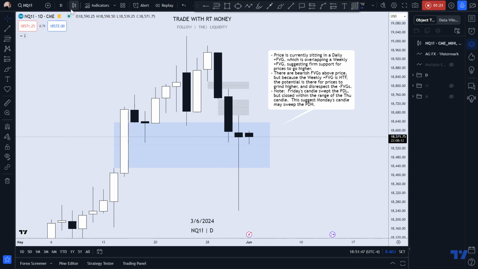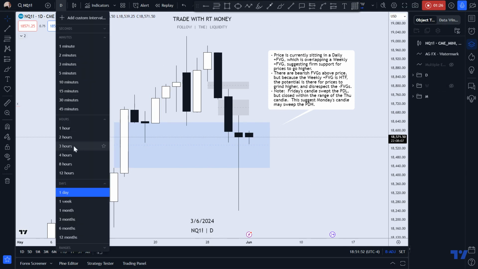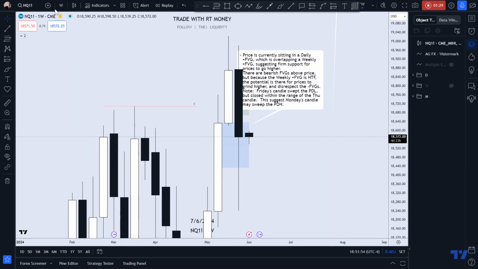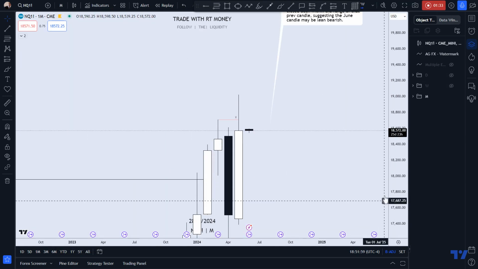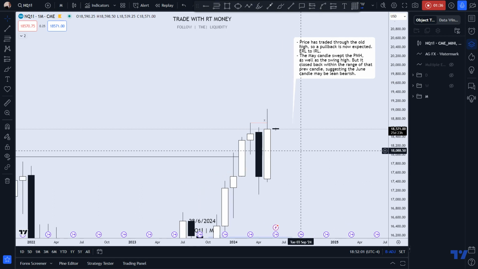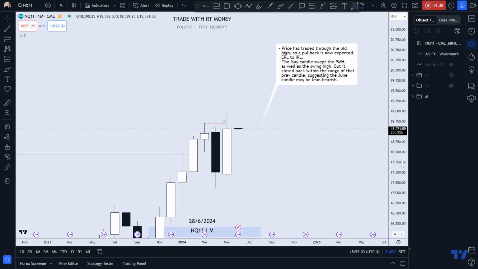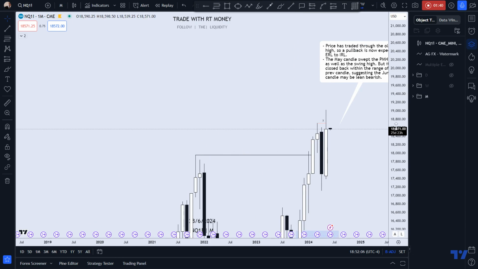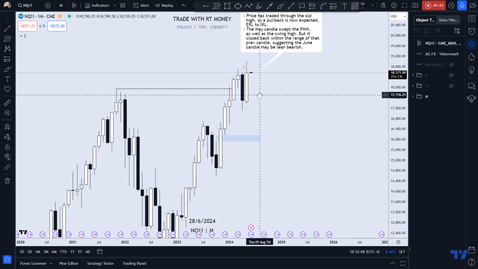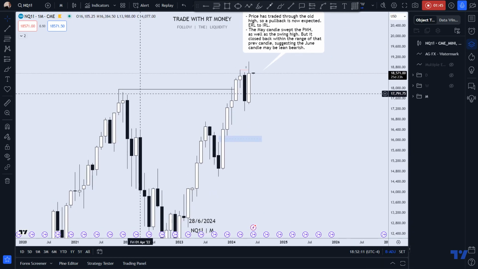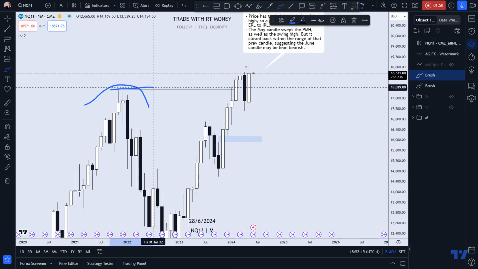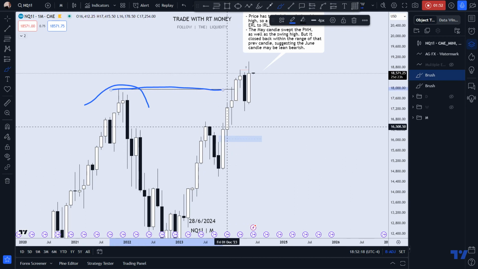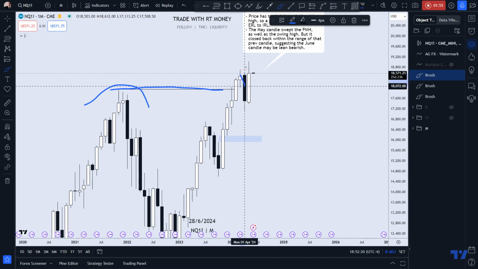Now I'm looking at the daily. I want to give you a full breakdown here. If we can just go to the monthly, I want you to see that I got some notes up there, but I don't want to take you through here like a PowerPoint slide. What happens is you can see that price has swept the high here, this old high. And when price sweeps the swing highs, what is expected is for price to pull back.